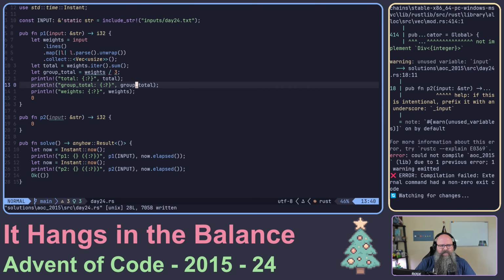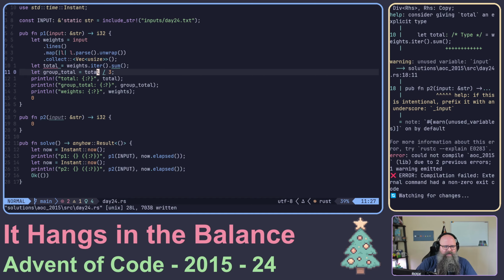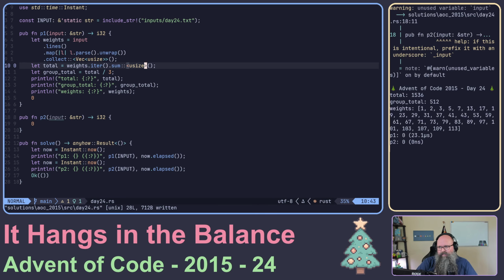Okay, so I just want to do these because I think they'll give us some insights. Oh, total divided by 3. Okay, can you see the mouse over here? This is interesting because it does give us some idea of how many weights there are.